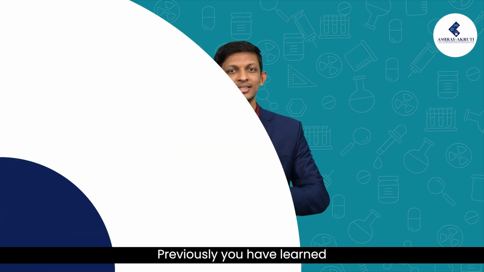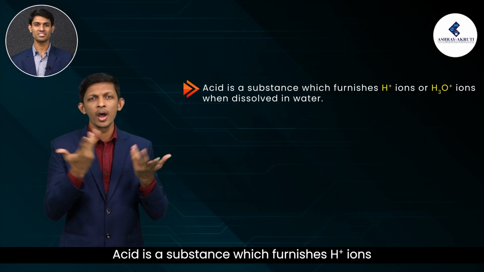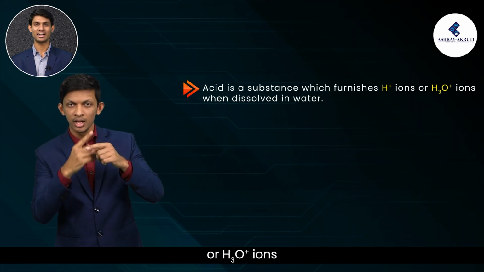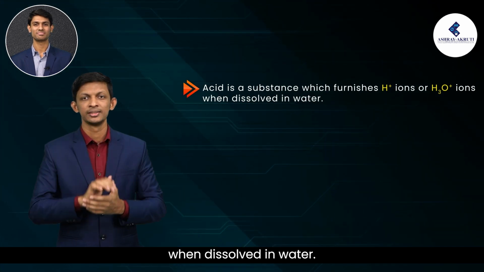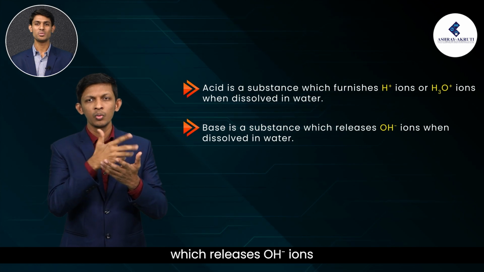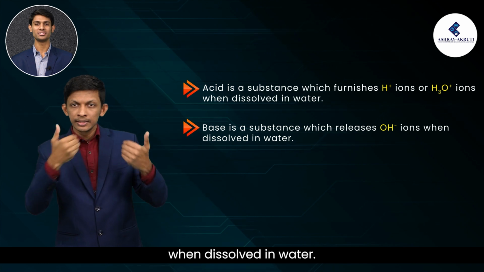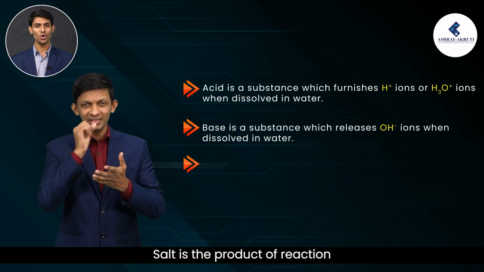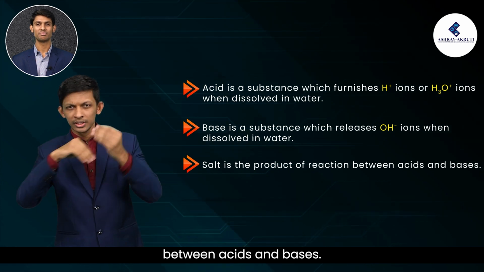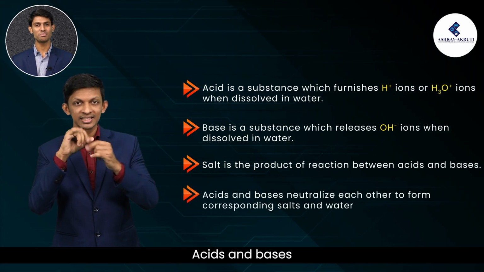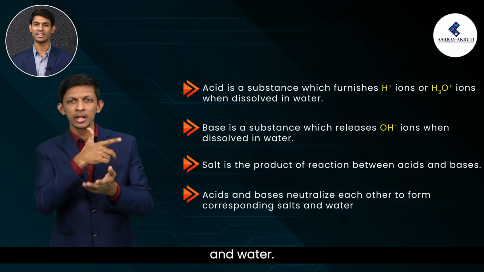Previously, you have learned acid is a substance which furnishes H plus ions or H3O plus ions when dissolved in water. Base is a substance which releases OH minus ions when dissolved in water. Salt is the product of reaction between acids and bases. Acids and bases neutralize each other to form corresponding salts and water.